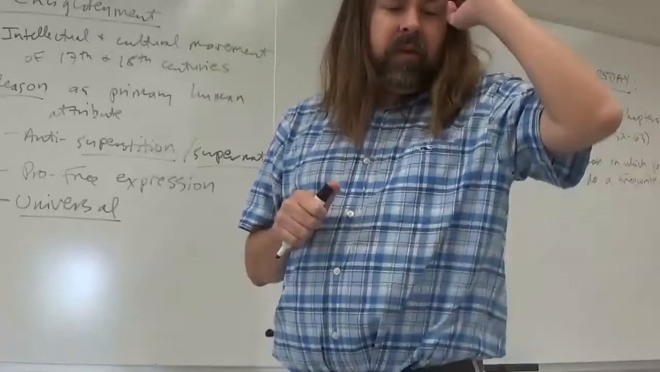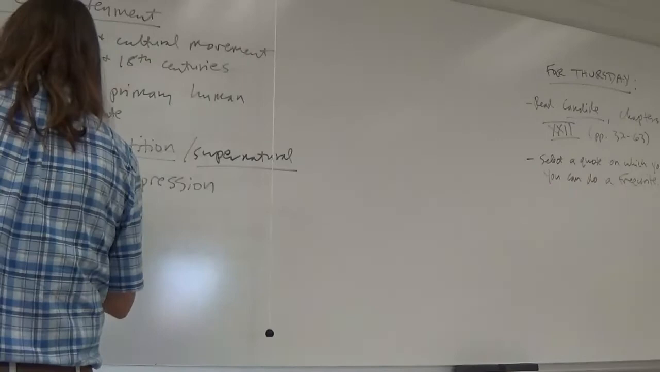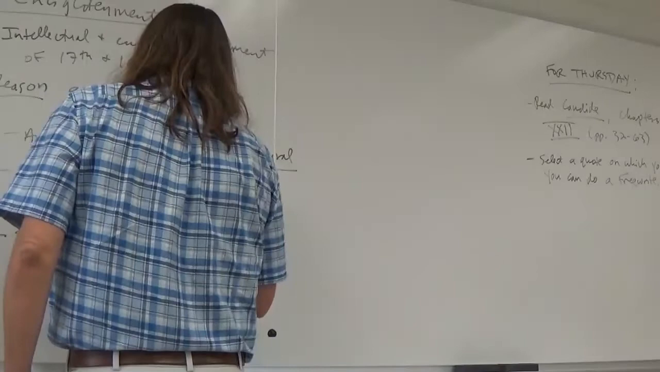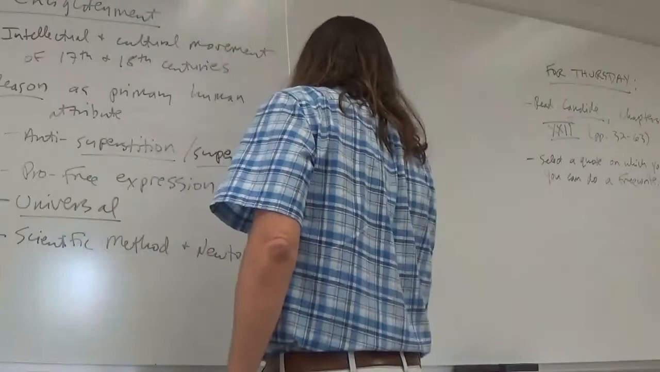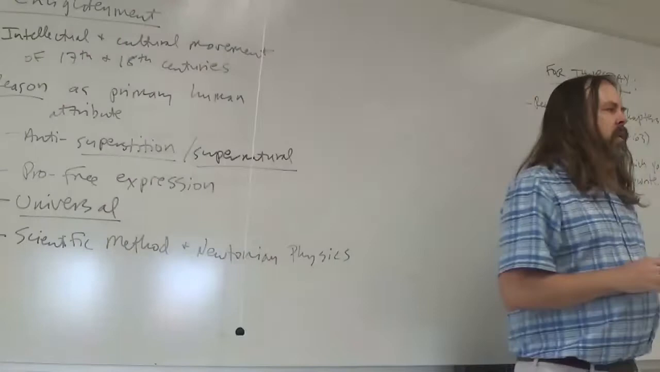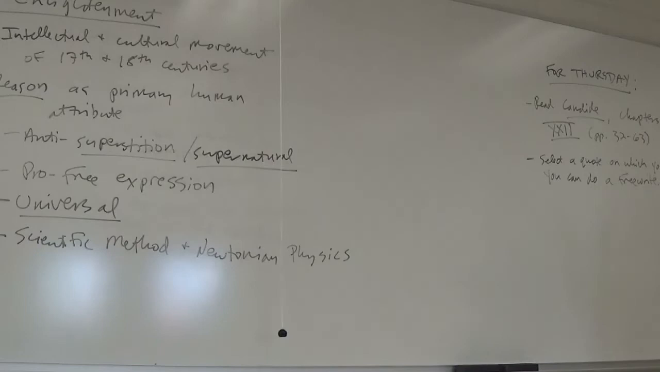It's also out of the Enlightenment that we get the scientific method and what was then the new model of Newtonian physics, right? So, do you both know how the scientific method works? If I'm proceeding with an experiment via the scientific method, what am I doing?